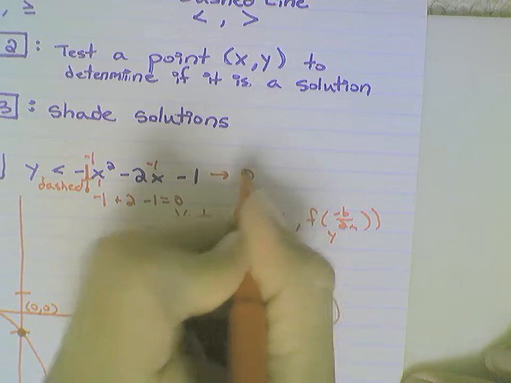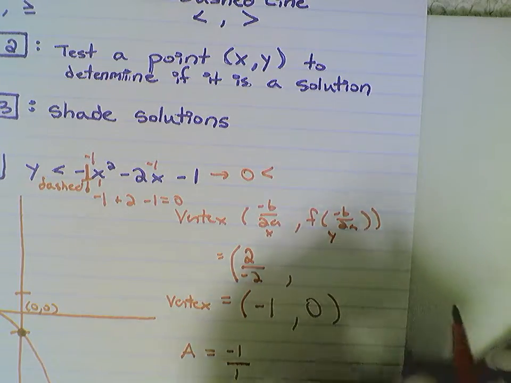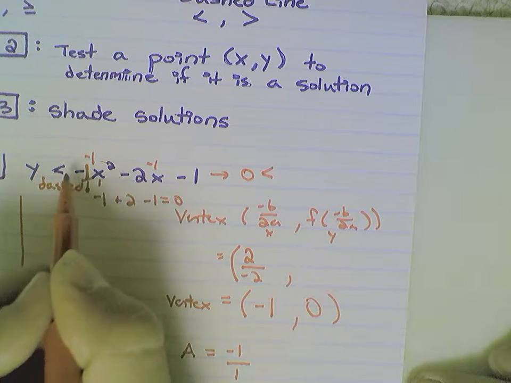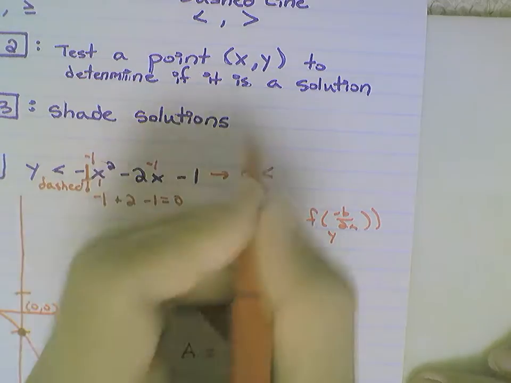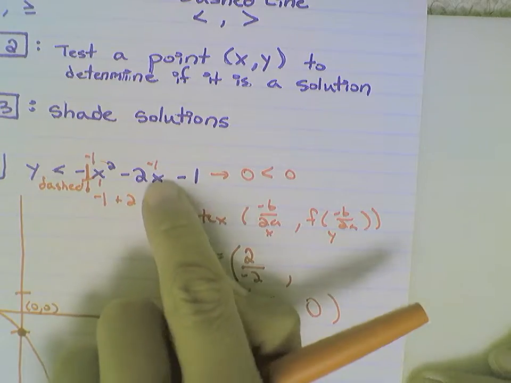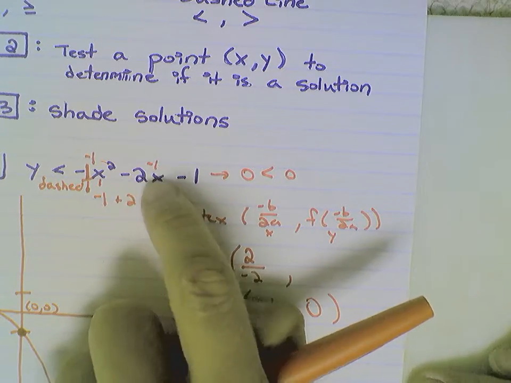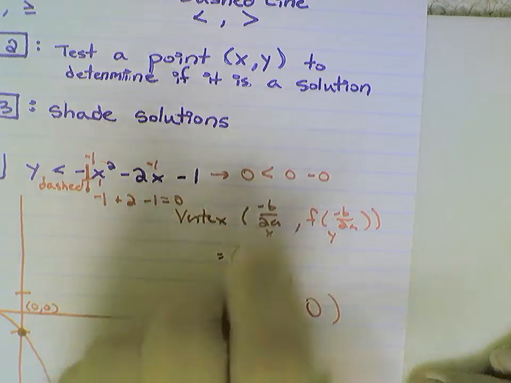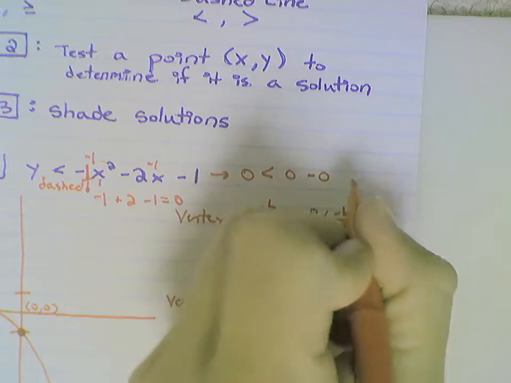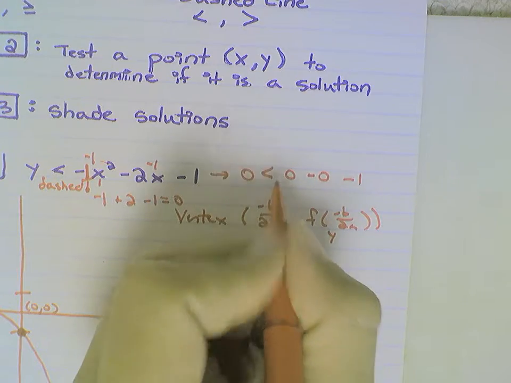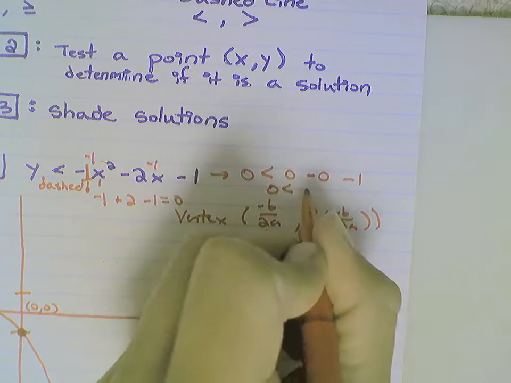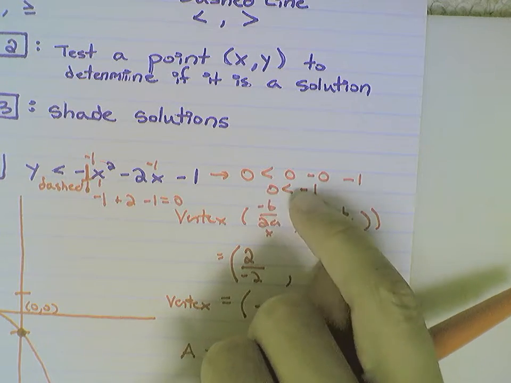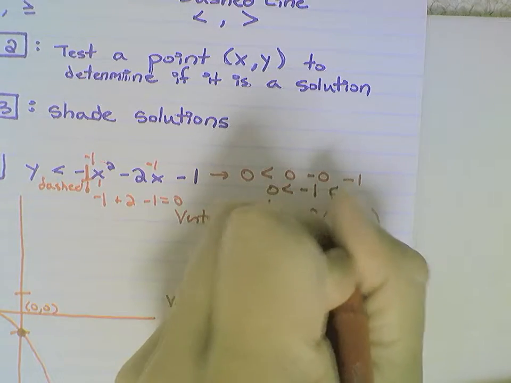Well, if I plug 0 in for y, I just get 0. And then if I plug 0 in for the x squared, well, negative 1 times 0 will just be 0. If I plug 0 in for this x, I'll get negative 2 times 0, which will just be another 0. And then I'll have minus 1 off to the end. And I'll get the statement 0 is less than negative 1. And if I think about that for a second, 0 is not less than negative 1, so that is false.